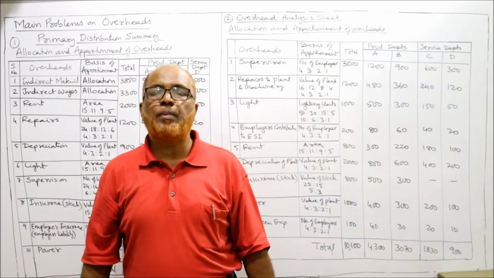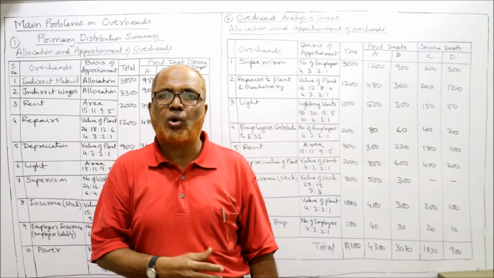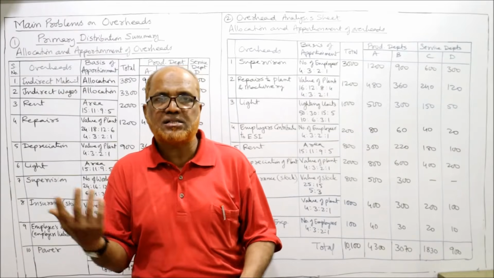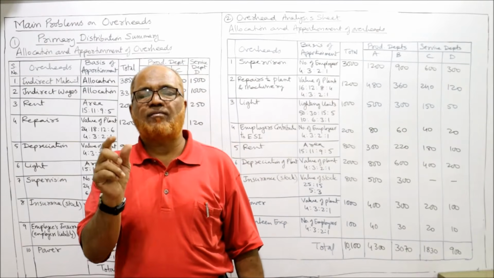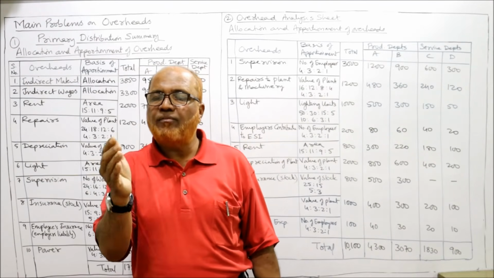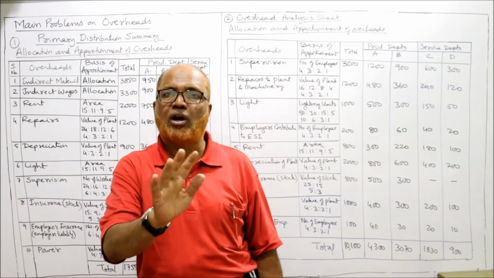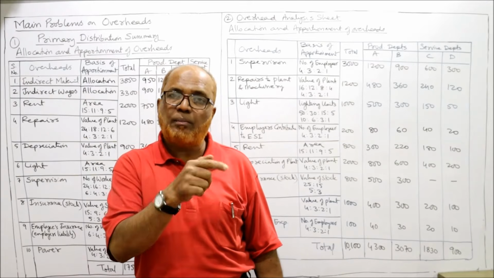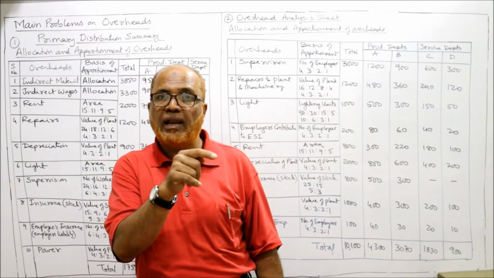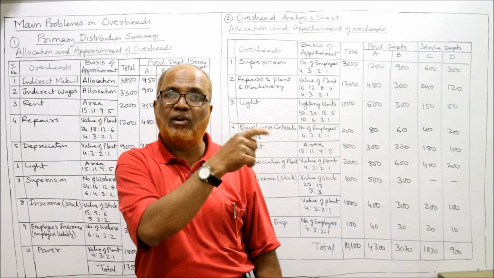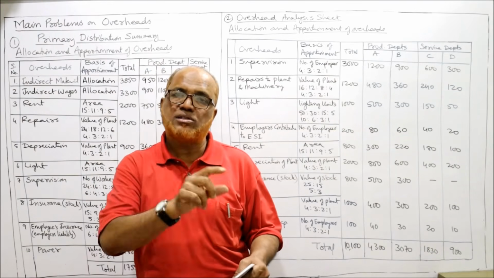Second, repairs to plant and machinery. The repairs to plant and machinery will be distributed in the ratio of value of plant, just like the previous problem. Then lighting 1,000. Total lighting charges are 1,000. In the previous problem, we distributed lighting on the basis of area because light points were not given. In this problem, area is also given, light points are also given. So first we prefer light points. If light points are not given, we'll go for area. So here lighting units are given, so on the basis of lighting units, we distribute light.